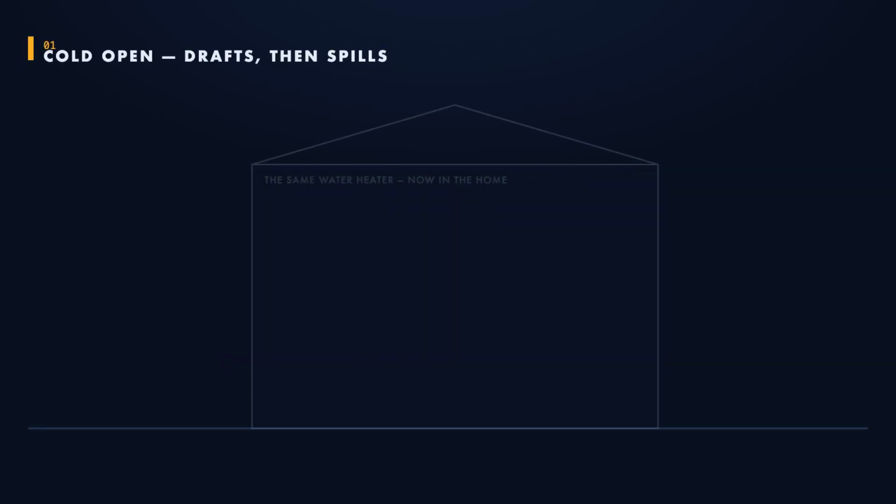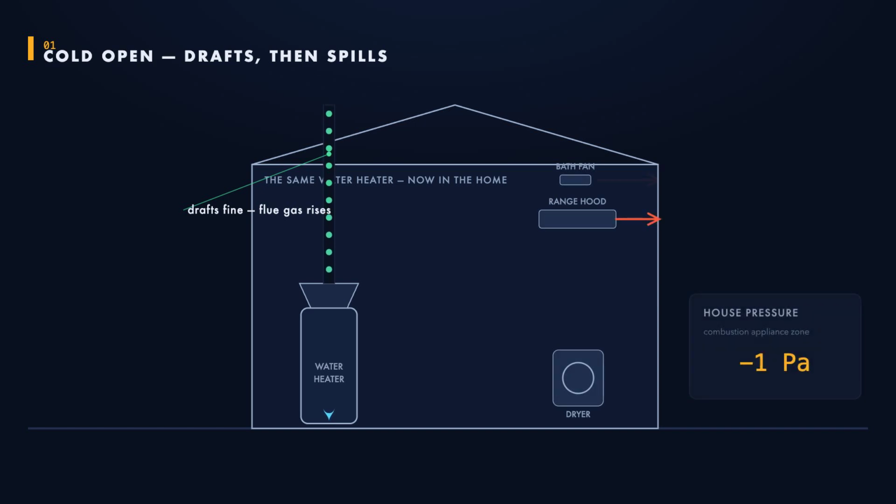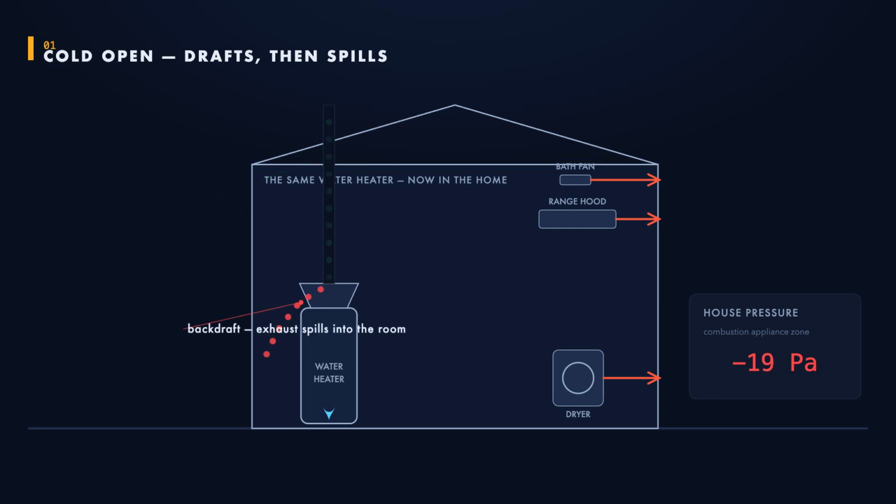On the bench, this water heater drafts perfectly. In the home, it spills. The difference is the rest of the house. Run the dryer, range hood, bath fans, and furnace blower together, and they pull more air out than can leak back in. The house goes negative, the weakest vent reverses, and exhaust rolls back down into the room. That is a backdraft.